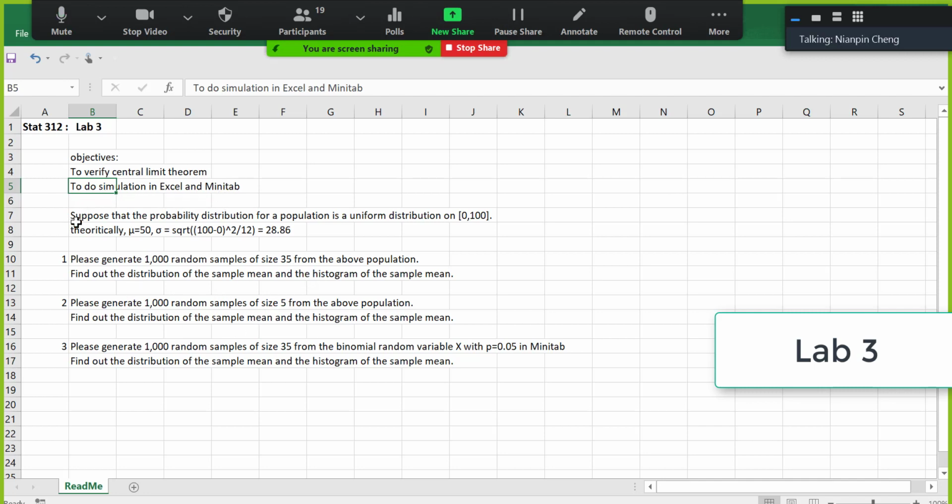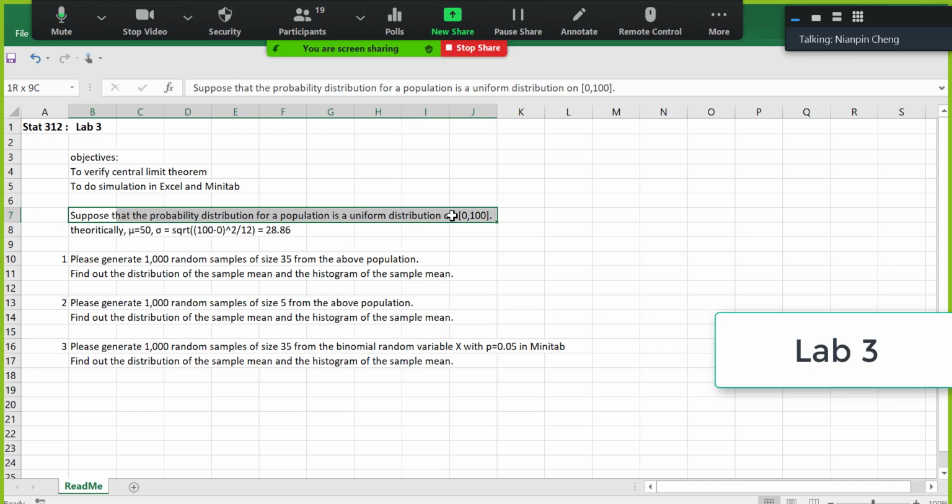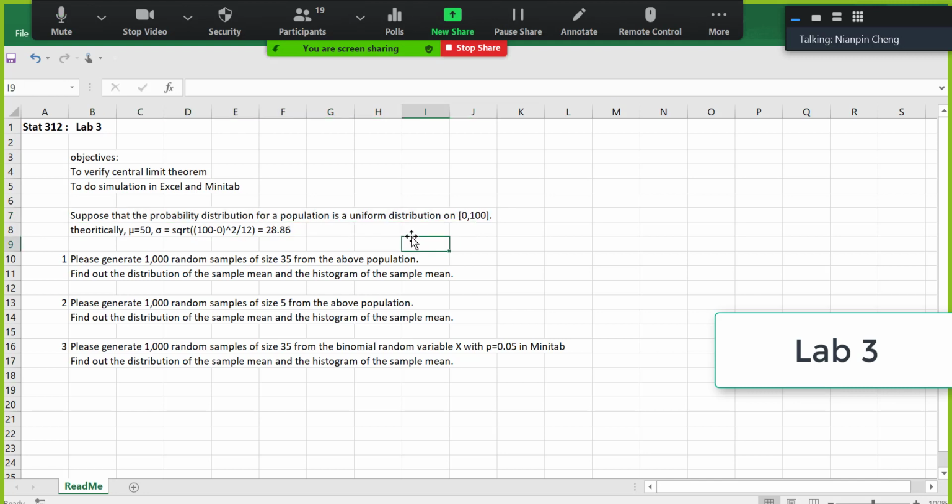So suppose that the probability distribution for a population is a uniform distribution. So what does that mean? It's uniform from 0 to 100. So this random variable could be any value between 0 and 100. You randomly pick one from the population, the probability is the same. You pick 0 or 1 up until 100, so every value will have the same equal probability. So this is called uniform distribution.